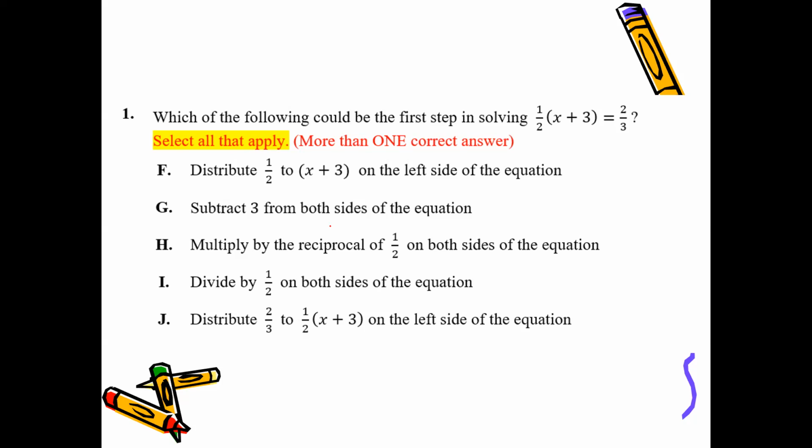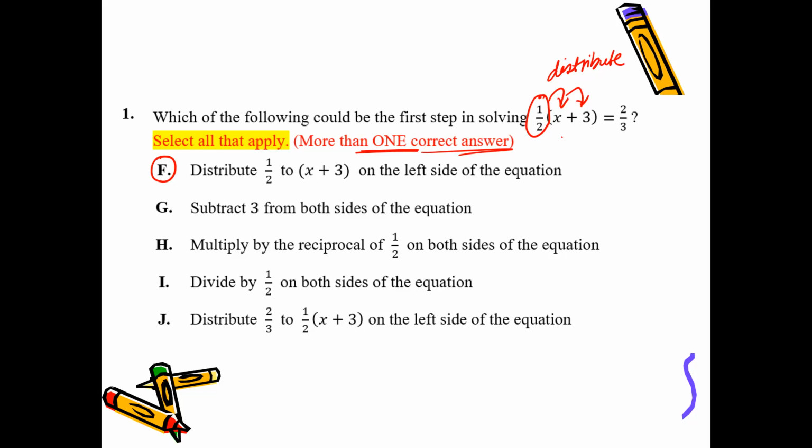It says, which of the following could be the first step in solving for this equation? And this one's a multiple select, so there could be more than one correct answer. So make sure you turn to question number 1. If I take a look at this part right here, it says 1/2 (x + 3) equals 2/3. Well, the first thing I'm going to do is take the 1/2 and distribute it into the parenthesis. So I can definitely say that F is one of the answers. There's more than one answer, obviously.